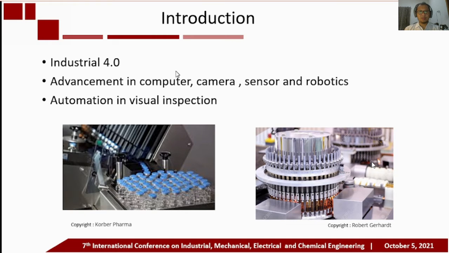So for the first, we know that we have entered the Industrial 4.0 era. There is a lot of improvement or advancement in computer, camera, sensor, and robotics technology. The impact of the technology advancement is also on automation in industry. One of the automation implementations in industry is visual inspection, which is for replacing the human as a visual inspector.